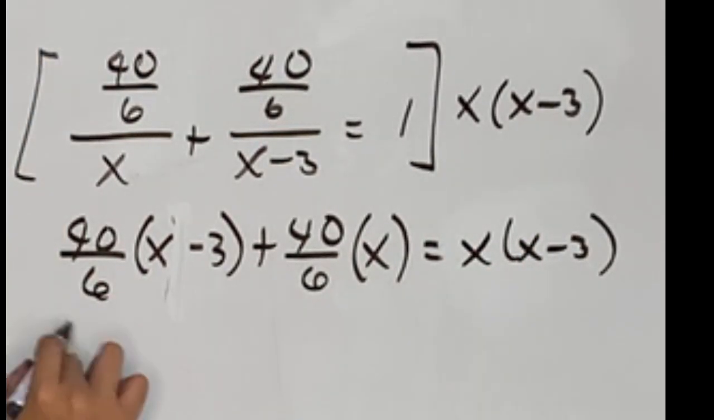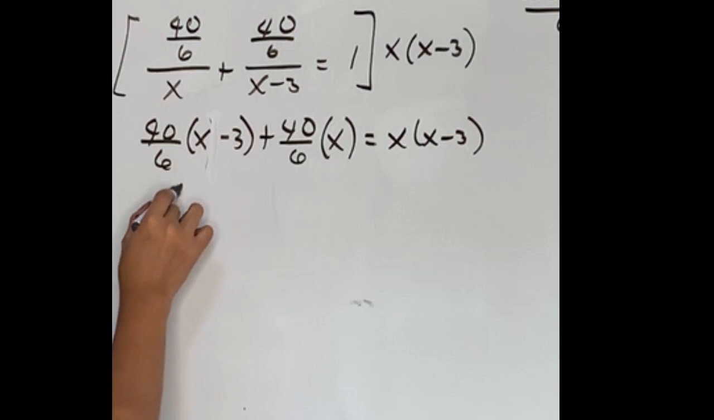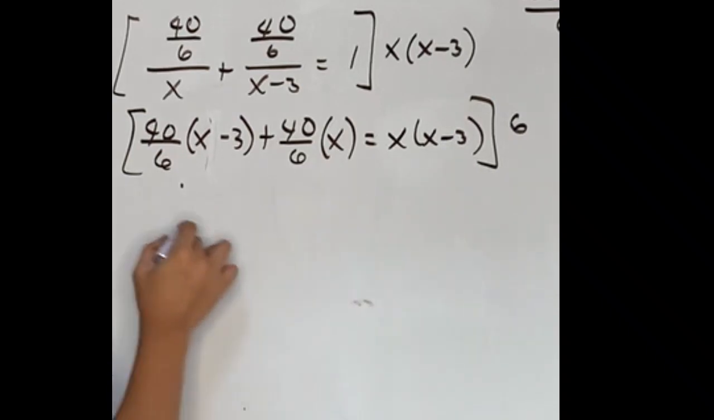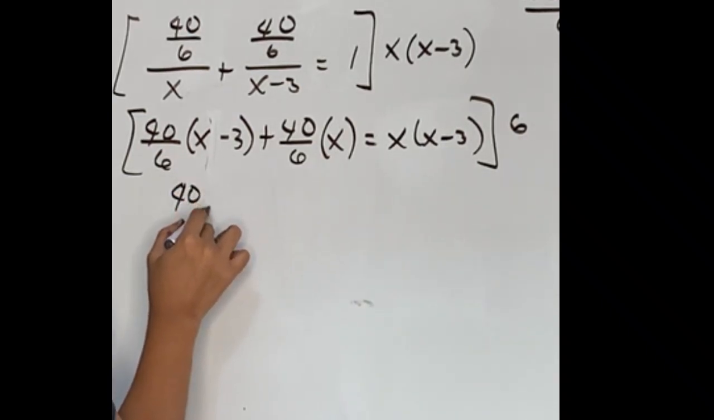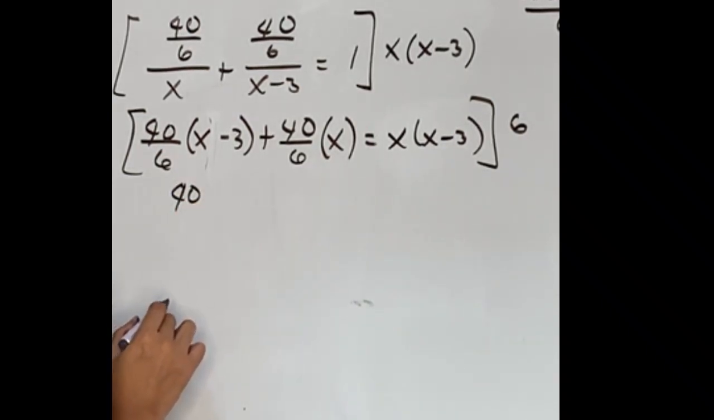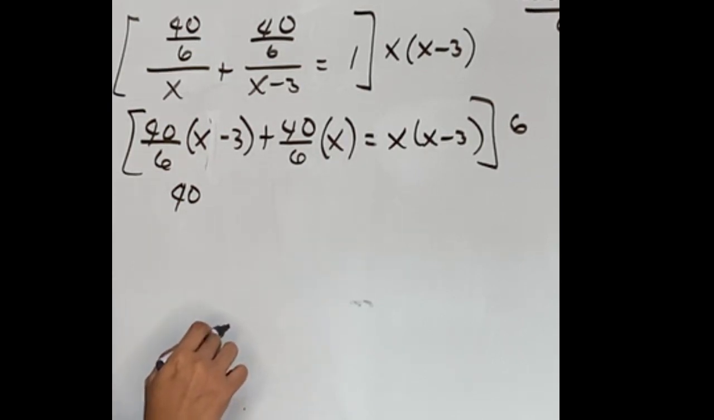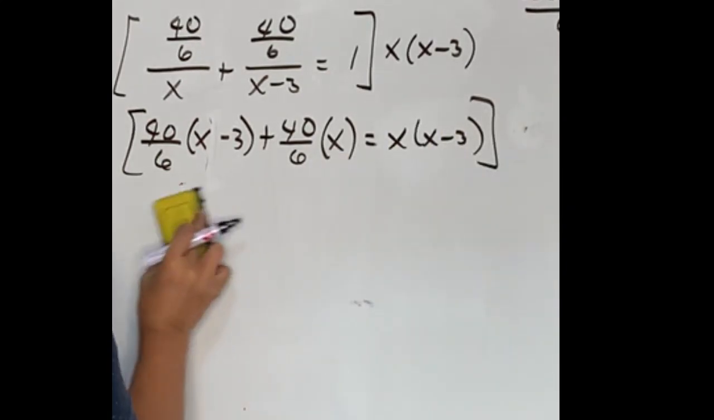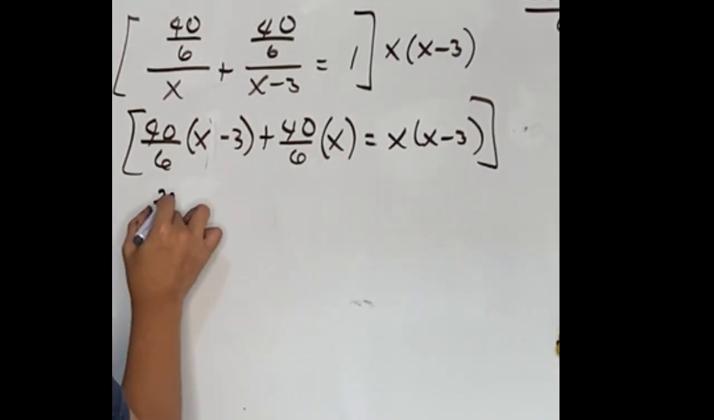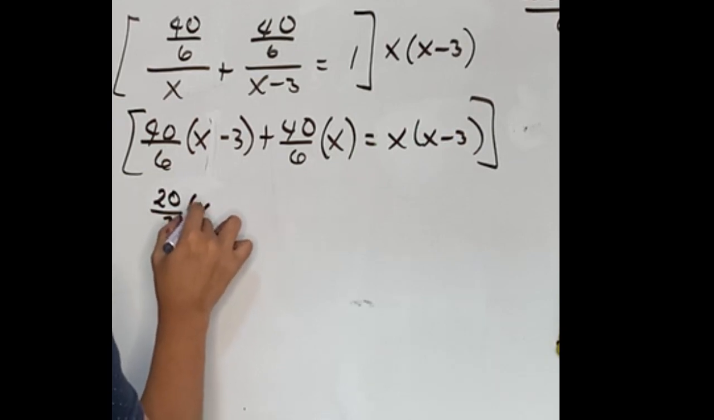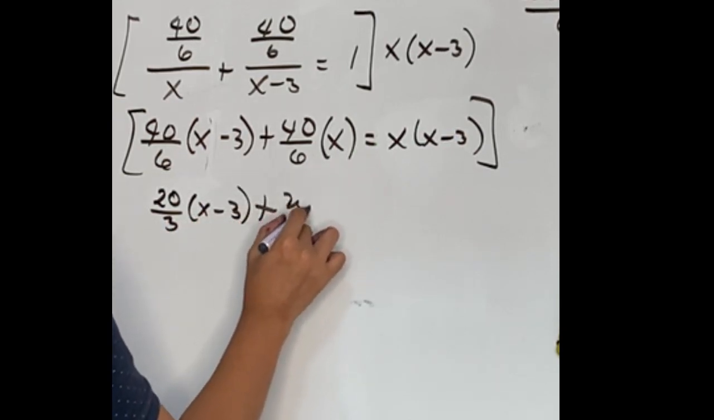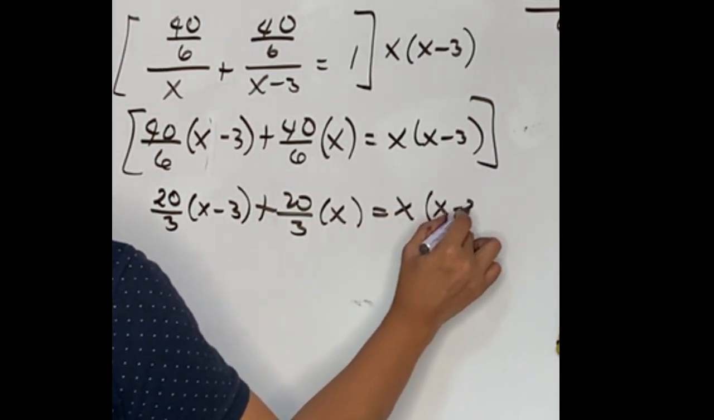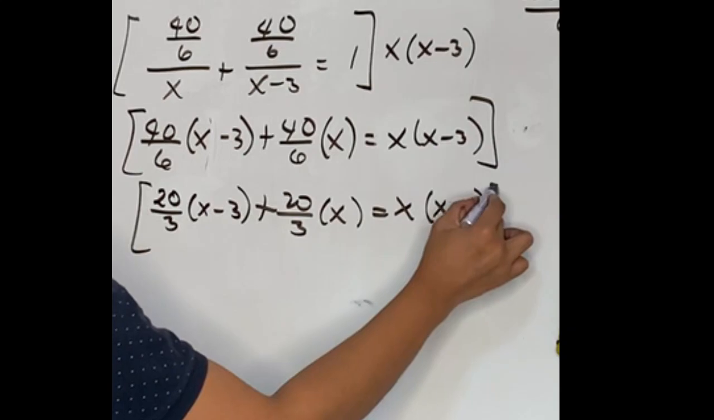Continuing, since there is still a denominator, multiply all by 6. Or we could reduce 40 over 6 to 20 over 3. So it could be 20 over 3 times x minus 3 plus 20 over 3 times x is equal to x times x minus 3. Multiply all by 3.